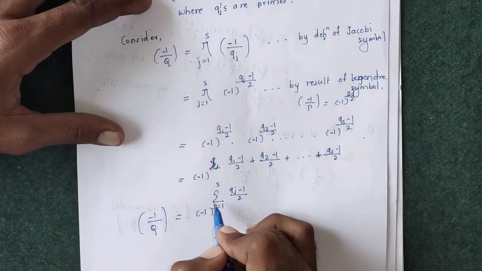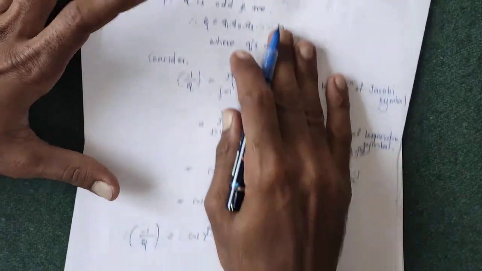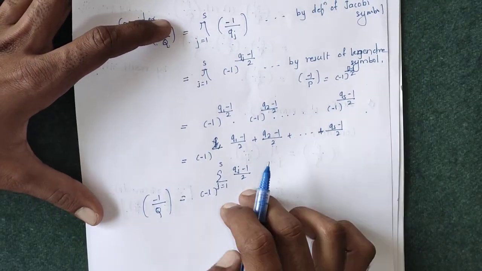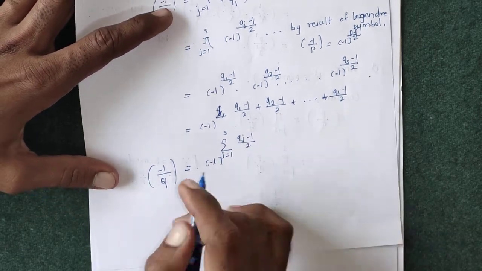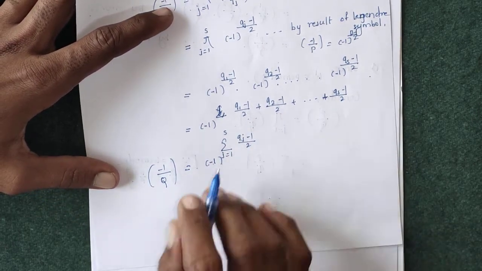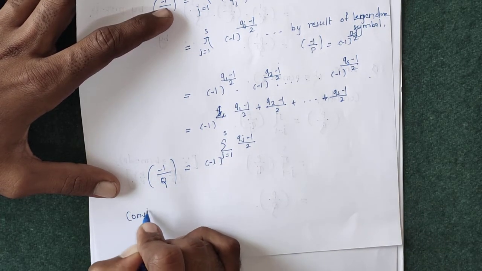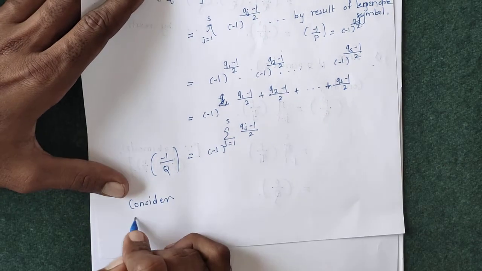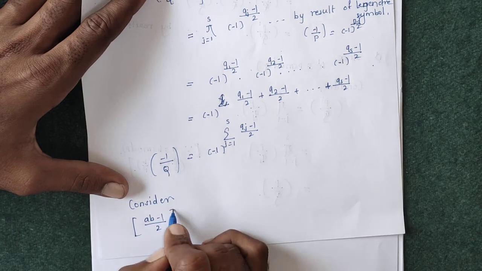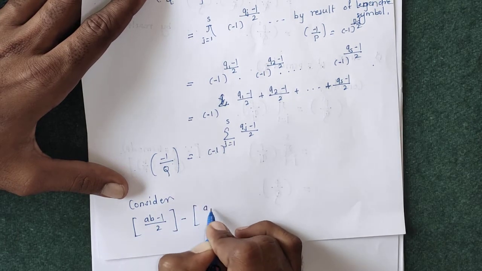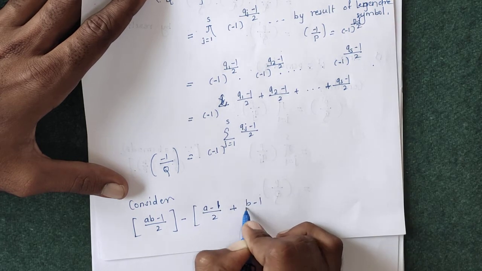So, here if we get the summation of this whole number is equal to (q-1)/2, then our result is true. To prove this summation is equal to (q-1)/2, we are going to use one result, and we are going to prove that result here. We are going to consider the number (ab-1)/2 minus [(a-1)/2 plus (b-1)/2].